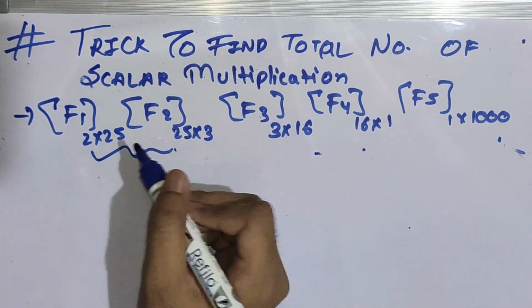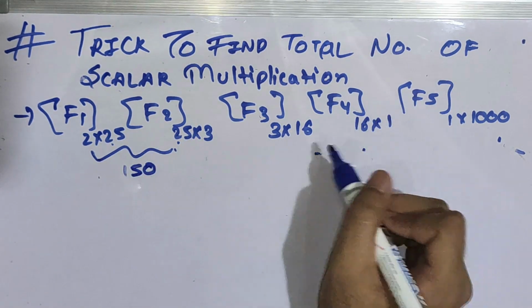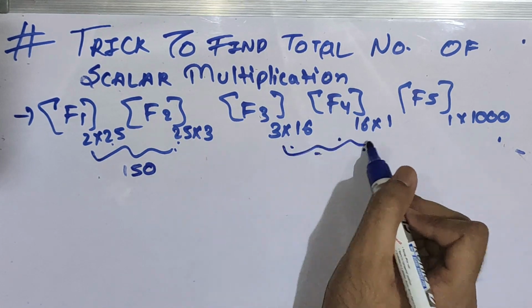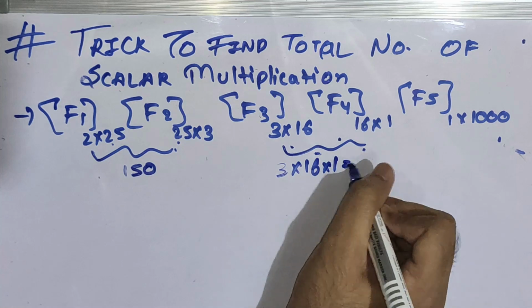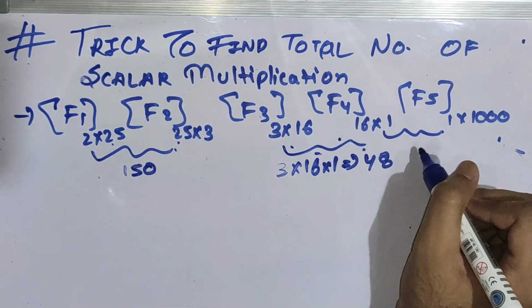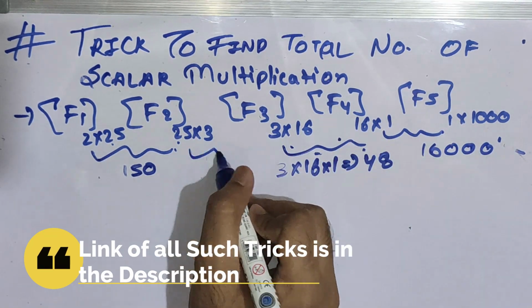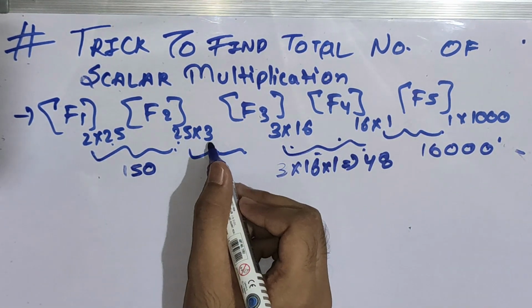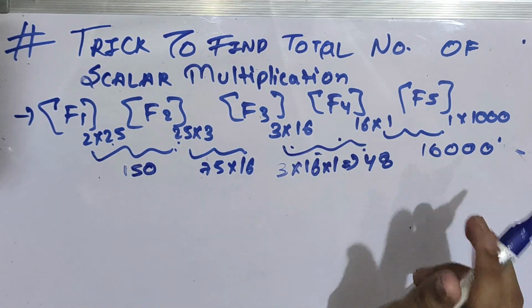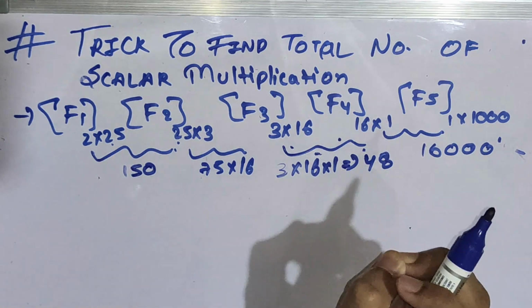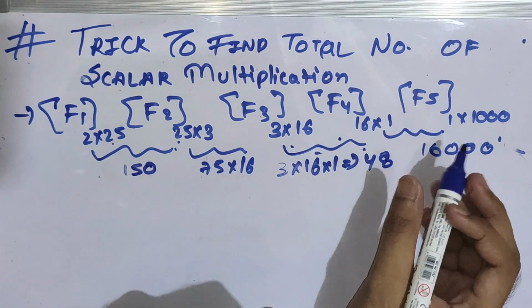These matrices can be multiplied, right? This and this are the same, so here it will be 150, right? And if you multiply these two matrices, these can be multiplied, right? So you will get 3 multiplied by 16 multiplied by 1, so basically 48. And if you multiply these two matrices, you will get the scalar multiplication as 16,000, right? And if you multiply these two matrices, you will get 25 3s are 75, 3s are 16, so it's used, right? So among these, you have to check which matrix multiplication is giving less scalar multiplication. So here you can see these two matrix multiplication gives the minimum scalar multiplication.